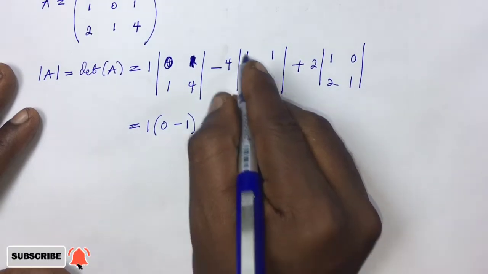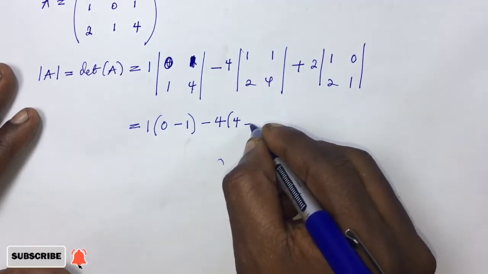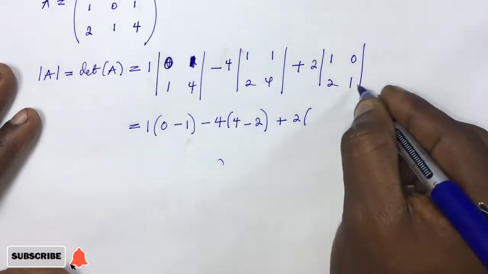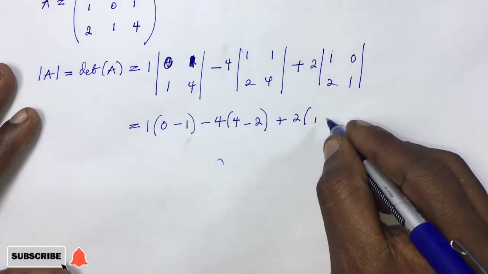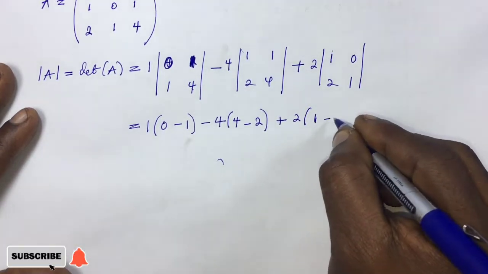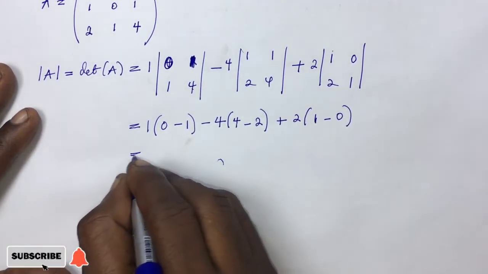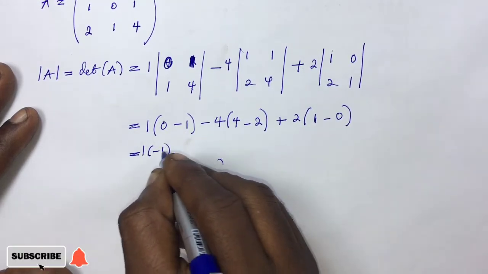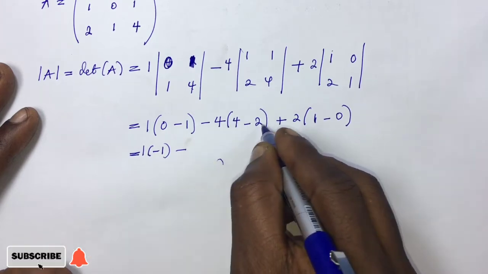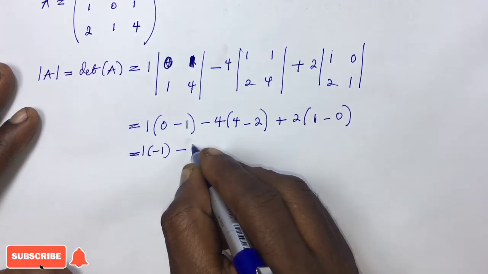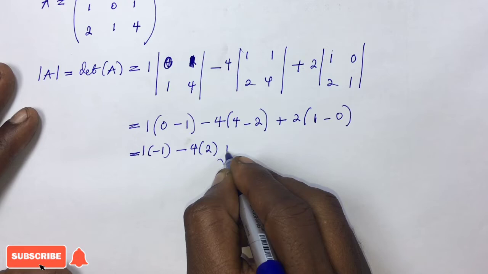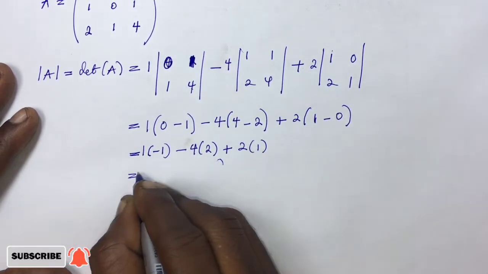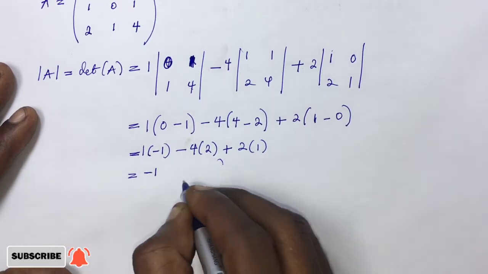So this is 1 times 4 gives 4 minus 2 times 1 gives 2 plus 2 into bracket 1 times 1 gives us 1 and 2 times 0 gives us 0. So this is 1 minus 0. Now if you simplify, 0 minus 1 will give us minus 1. So this will be 1 times minus 1. Here you would have 4 minus 2 gives us 2. So this will be 4 times 2 plus 2 into bracket 1 minus 0 is 1. So this will give you 1 times minus 1 is minus 1.